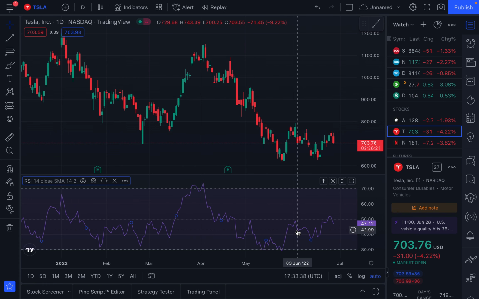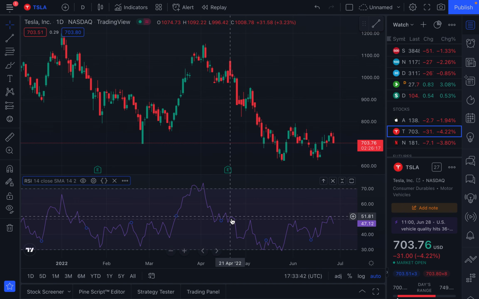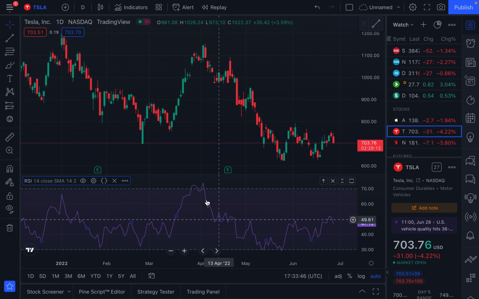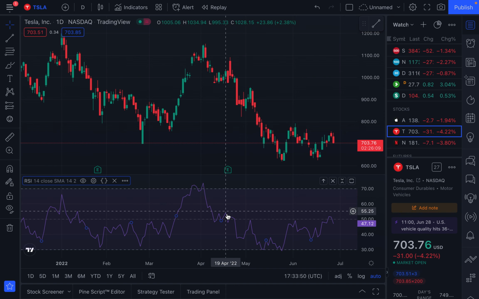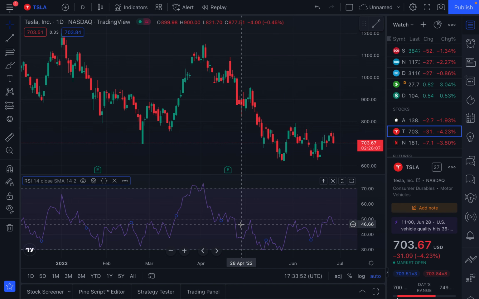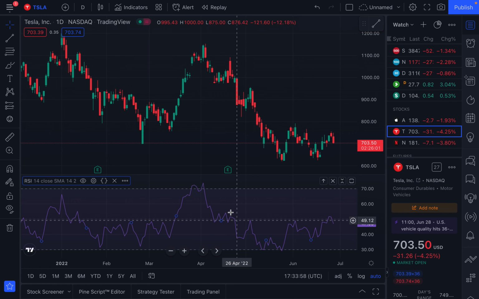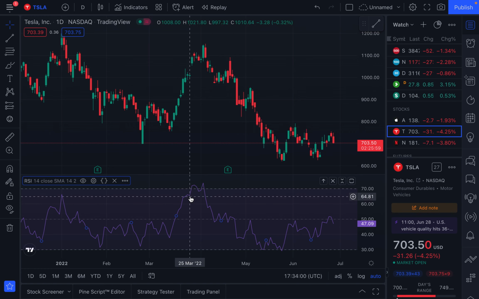Let's take a look here at this RSI indicator. As you guys can see down here, the RSI is displayed as a line graph. It moves between two extremes, which is called an oscillator, and its reading can range from 0 to 100. For example, the reading right here back on March 25th is around 65.3 for Tesla stock.